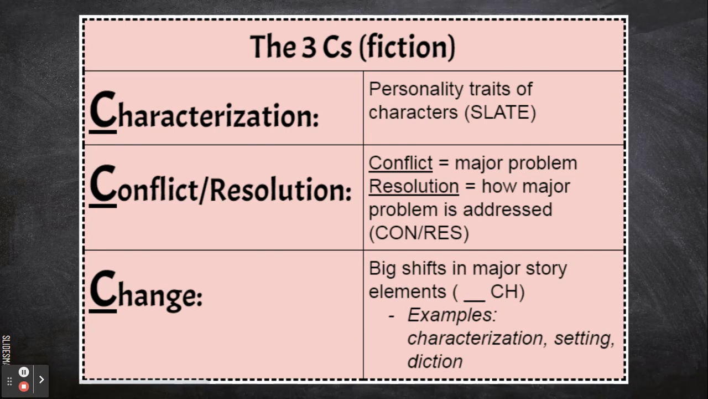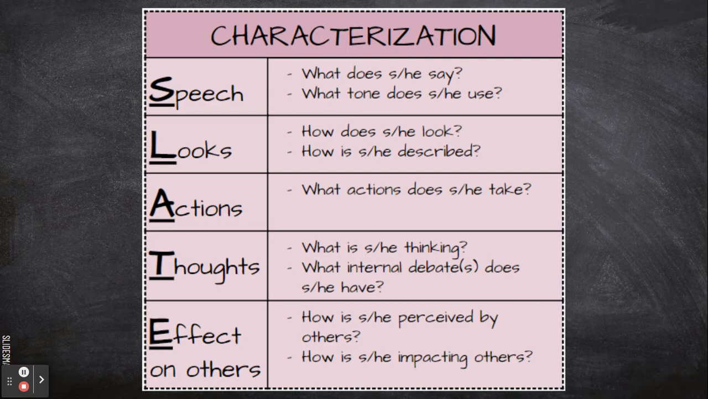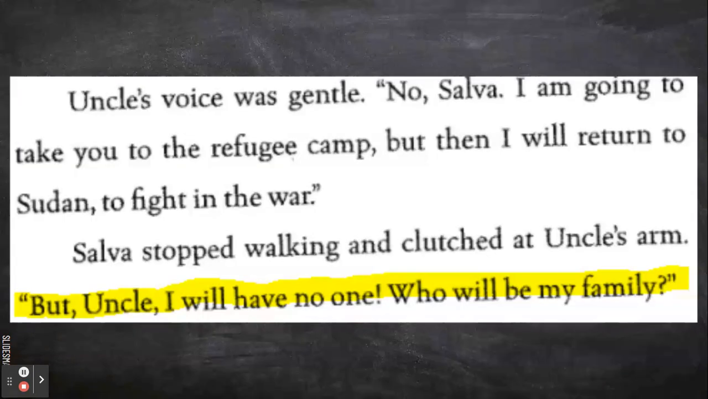I can also use changing characterization as a pathway to find theme. Remember, characterization, we say SLATE: speech, looks, actions, thoughts, and effects on others. These are the things to look for to track characterization.